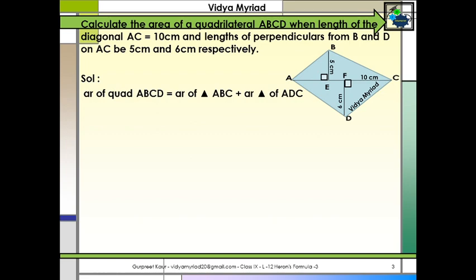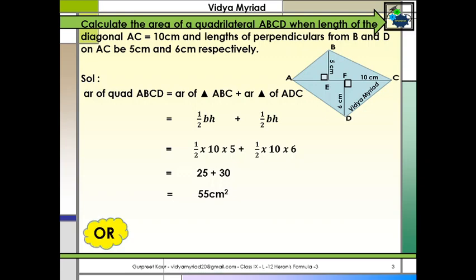See, if I want to find out the area of the whole figure, this whole figure is divided into 2 parts. So if I add both the triangles' areas, I can get the full quadrilateral. So what is the formula for a triangle? Half base into height. I have base 10 centimeters. I have height also, 5 or 6. Simply put into the equation and I will get 55 centimeters square as the area of the whole quadrilateral ABCD.